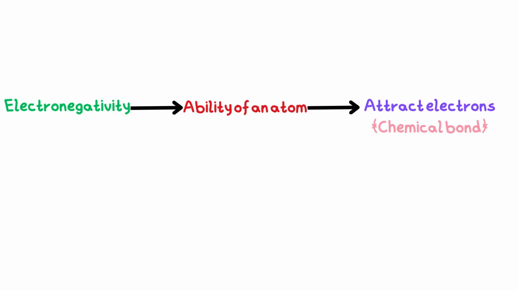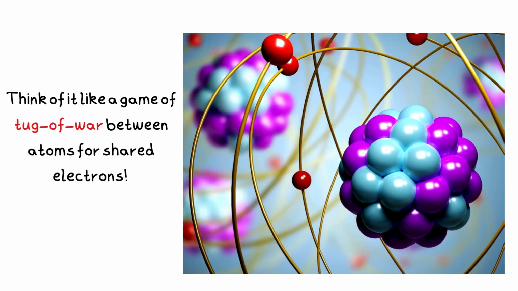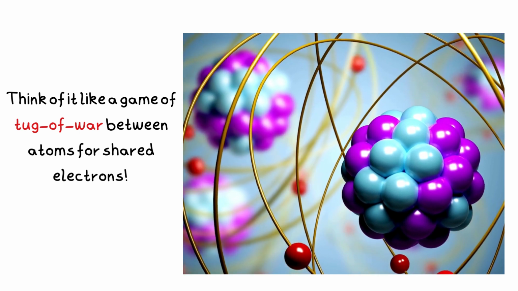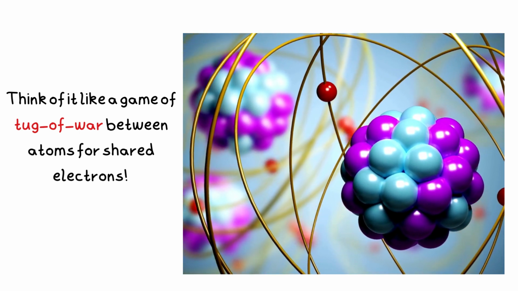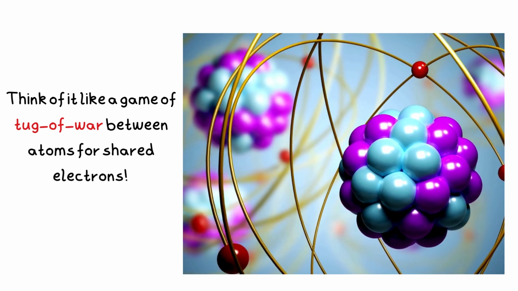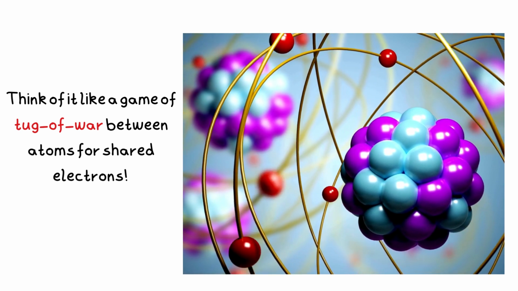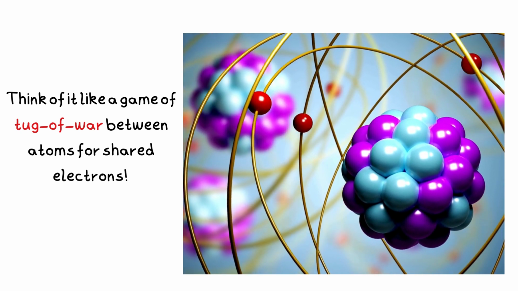Let's learn about electronegativity today. Electronegativity can be defined as the ability of an atom to attract electrons to itself when it is involved in a chemical bond with another atom. Consider this as a game of tug of war between two atoms involved in bonding, where both the atoms are trying to pull the shared electron to their side.